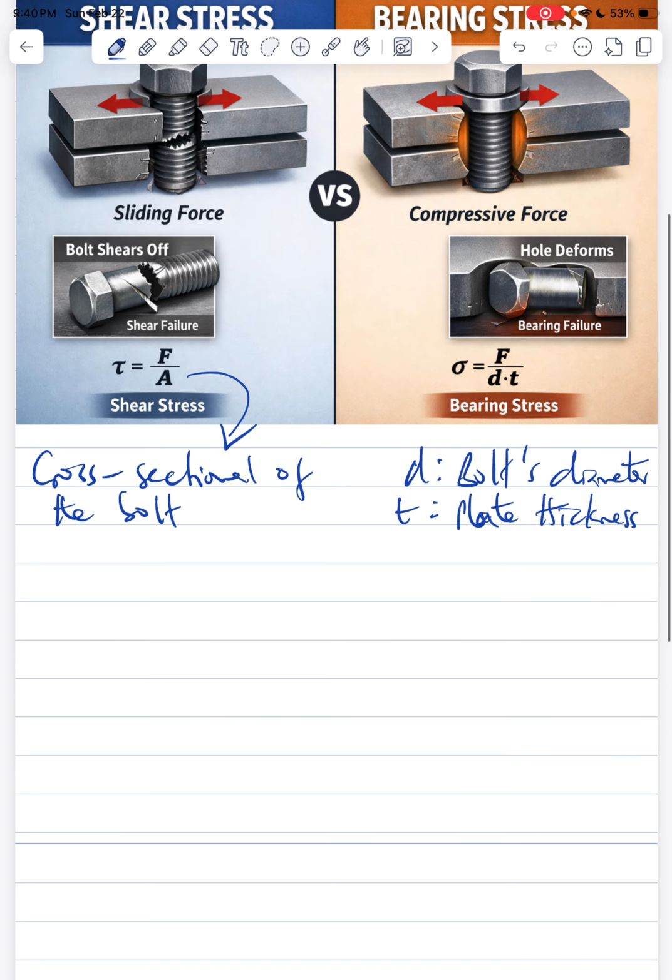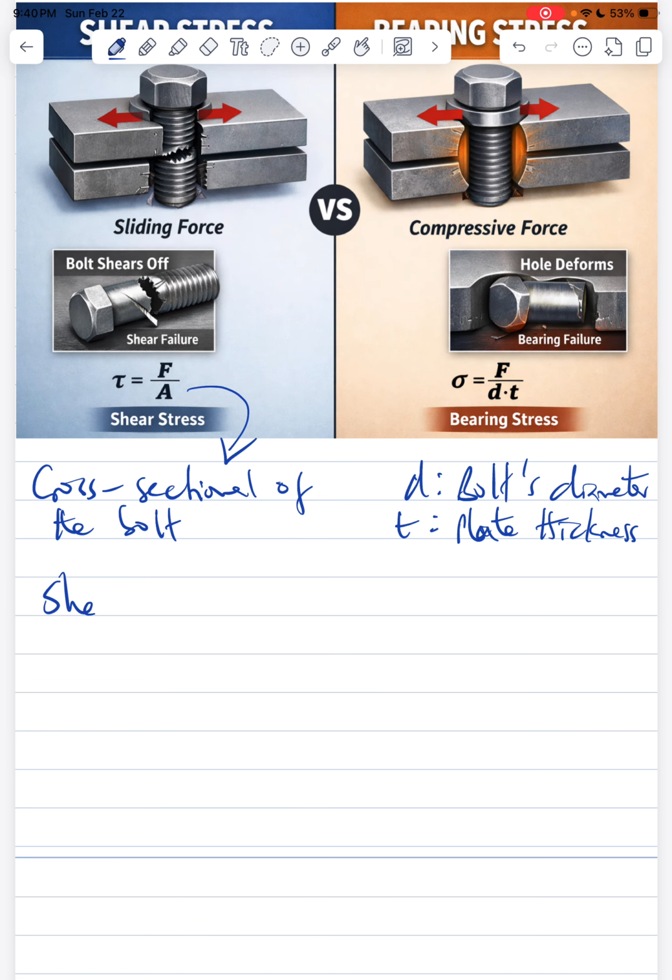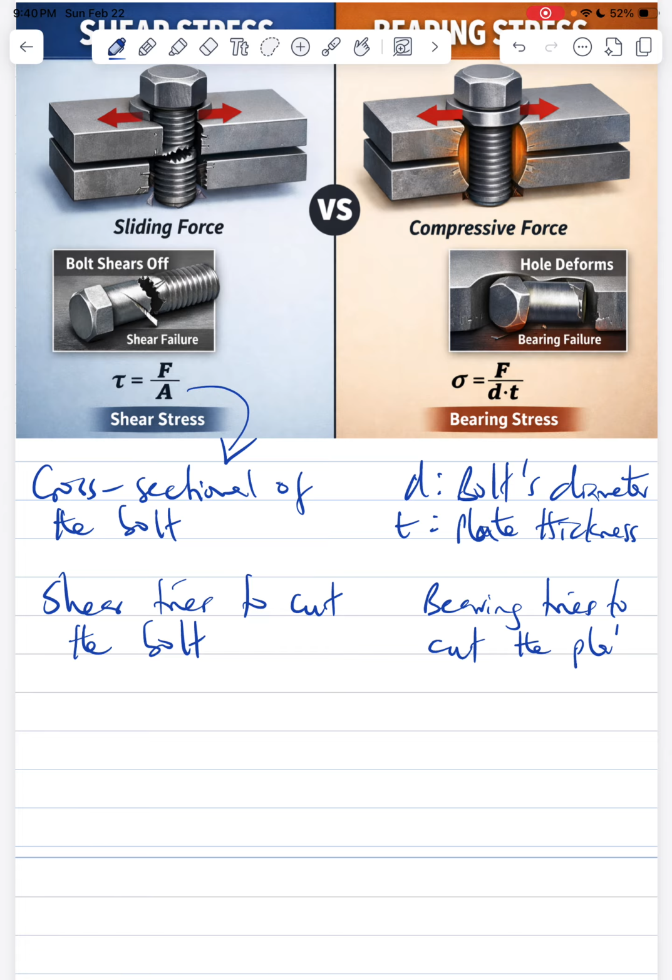So one simple way to remember: shear tries to cut the bolt. That's what it tries to do, just cut the bolt. But bearing tries to crush the plate. Shear tries to cut the bolt, bearing tries to crush the plate. And that's as simple as it can get.